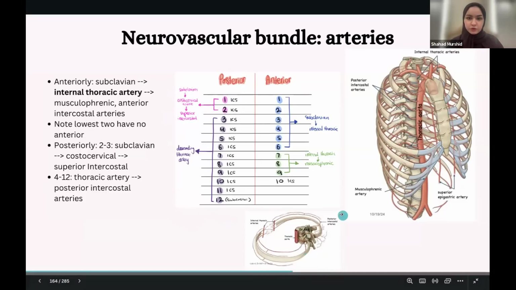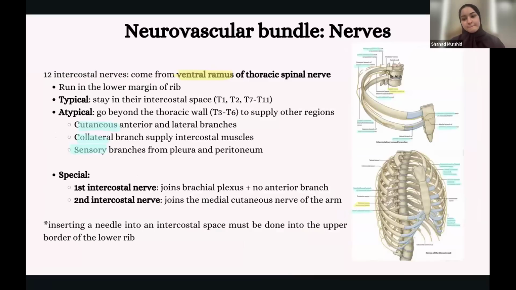Okay, and moving on, we have the nerves. For the nerves, obviously you don't need to identify each of them on the cadaver, or I mean on the model, but just know that you have 12 intercostal nerves and they come from the ventral rami of the thoracic spinal nerves. So over here, it's coming off of the ventral rami, and also over here, I don't know if you can see it, but it's labeled. So it's coming off of the ventral rami, and as I said, you have 12 pairs.